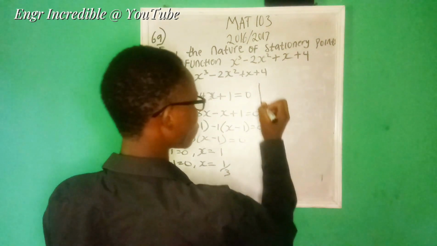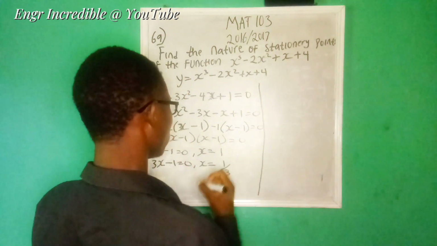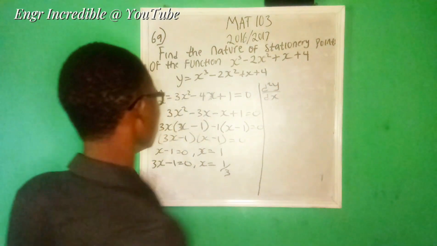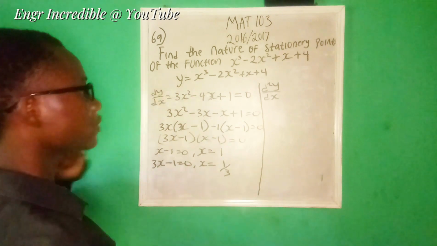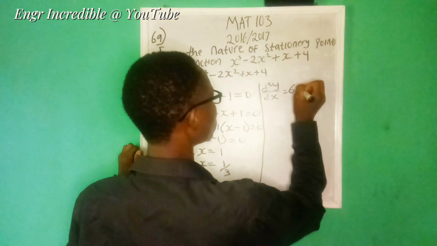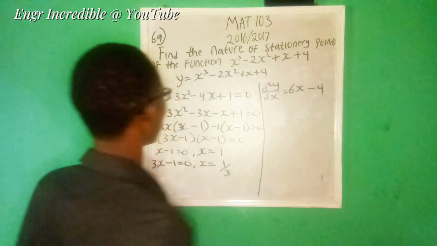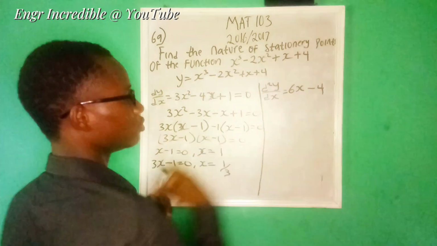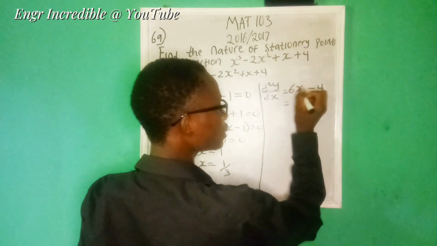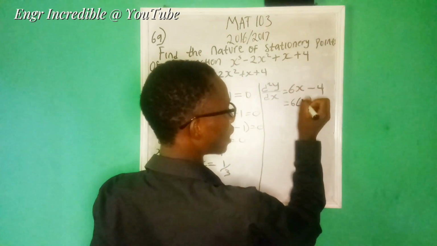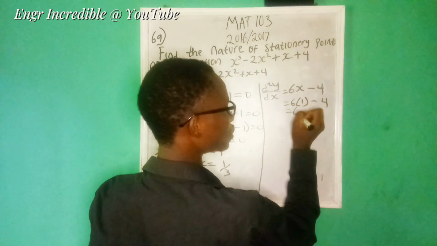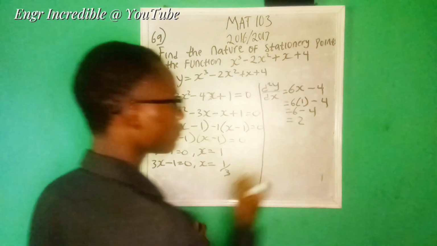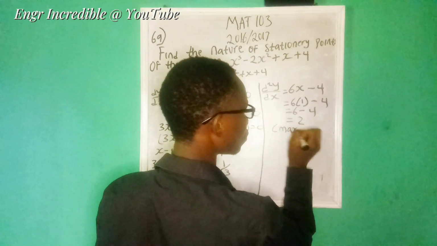So from here, we have d square y dx square, which means we are differentiating this one again, and when we differentiate it again we get 6x minus 4. So when x is equal to 1, what will this be? This will be equal to 6 times 1 minus 4, which is 6 minus 4, which is equal to 2. Now 2 is greater than 0, therefore it is a maximum point.